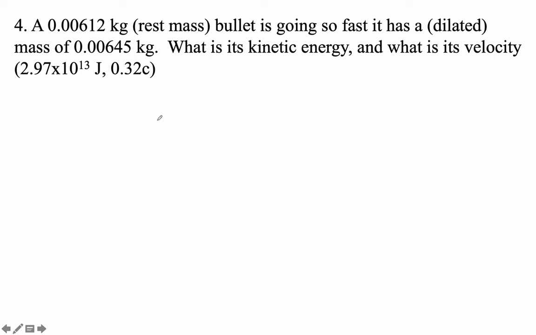A 6.12 kilogram rest mass bullet is going so fast it is dilated to this mass. What's its total energy and what is its velocity? The total energy is basically the kinetic energy. Remember, that is the dilated mass minus the rest mass times c squared. So this is easy.